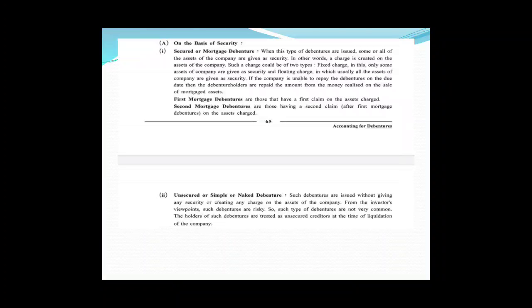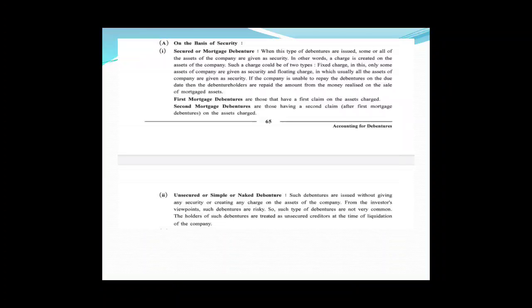Friends, unsecured debentures, as the word suggests, unsecured. They are not secured, they are not safe, because these debentures are issued without any charge on asset, without mortgaging any kind of asset, without any security. That means these debentures are risky, because if company fails to pay the debenture holders or company goes into liquidation, then they are not having any such security like secured debentures. Okay, so as these debentures are risky, they are not very popular, they are not very common, right? And holder of such debenture are known as unsecured creditors.